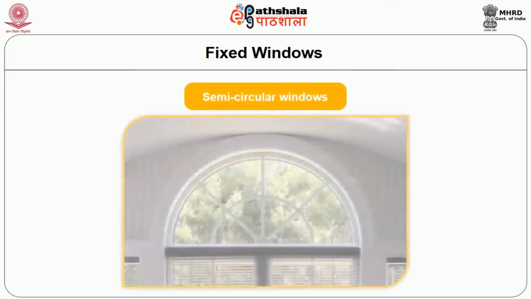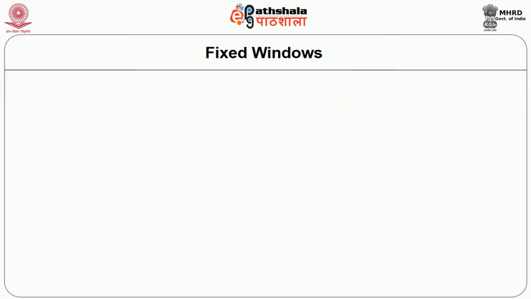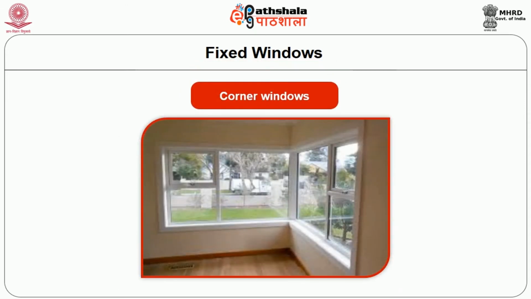Now semicircular windows. They are a rare type of window usually set high on the wall or above the door to illuminate the hallway. Either the window is left uncovered or covered with opaque or stained glass. Corner windows. Though difficult to provide treatment to these windows, they are functional and attractive.